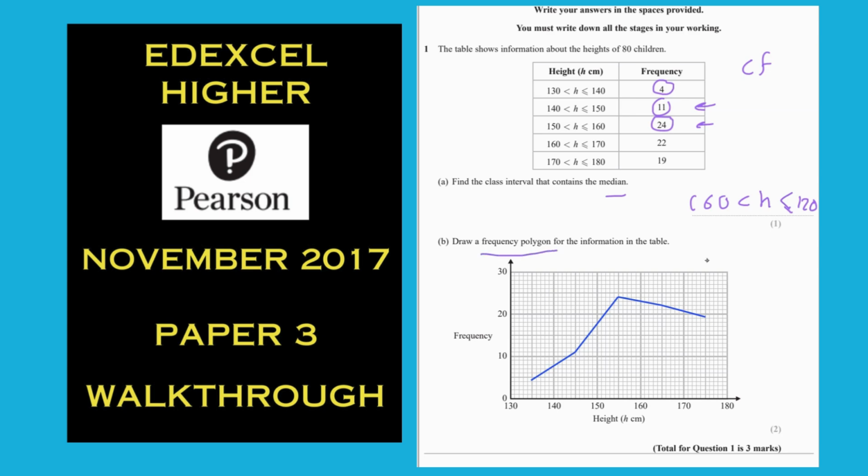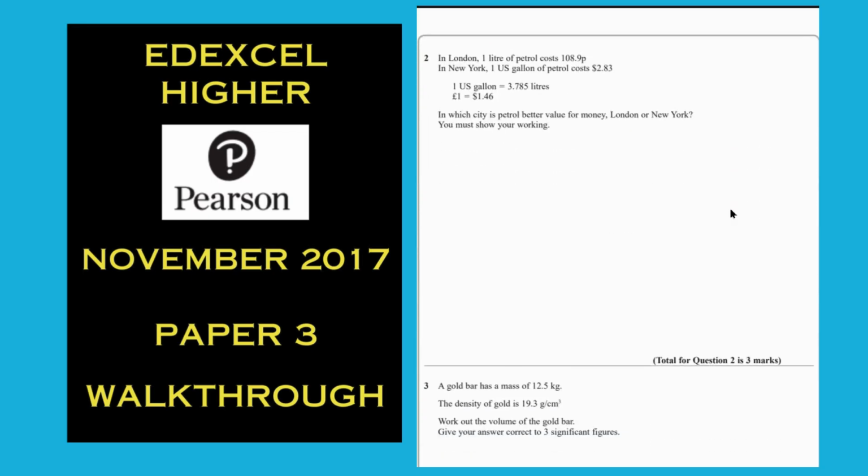When you draw a frequency polygon, you use the midpoints, don't forget. Slap down the middle. It's cumulative frequency that uses the upper limits, the upper class boundaries. So do make sure you plot the correct heights, the frequencies at the midpoints. So 135, 145, and so on.